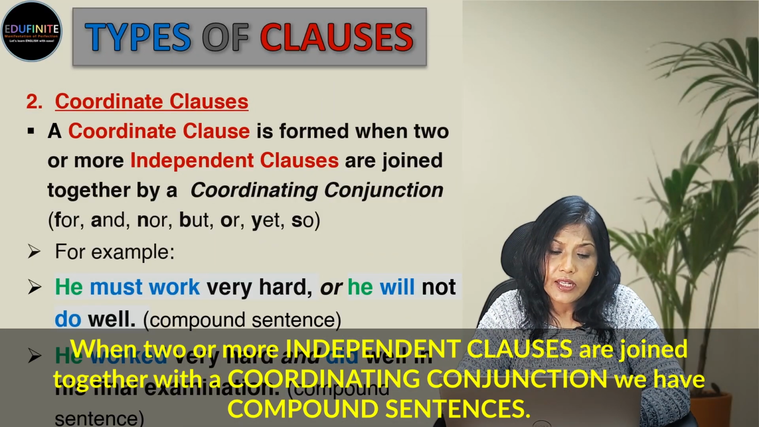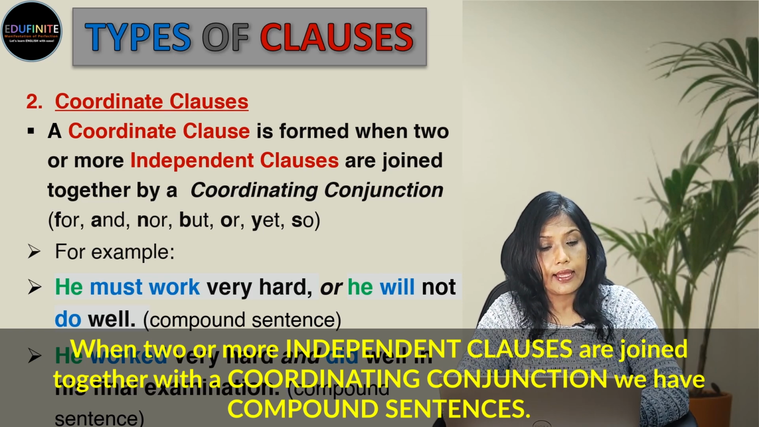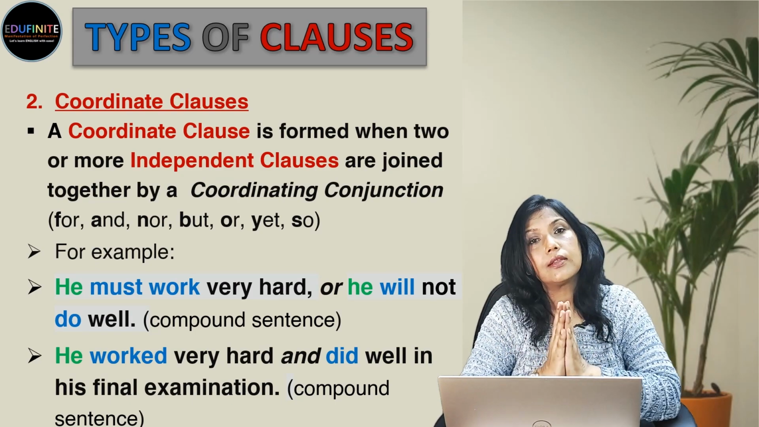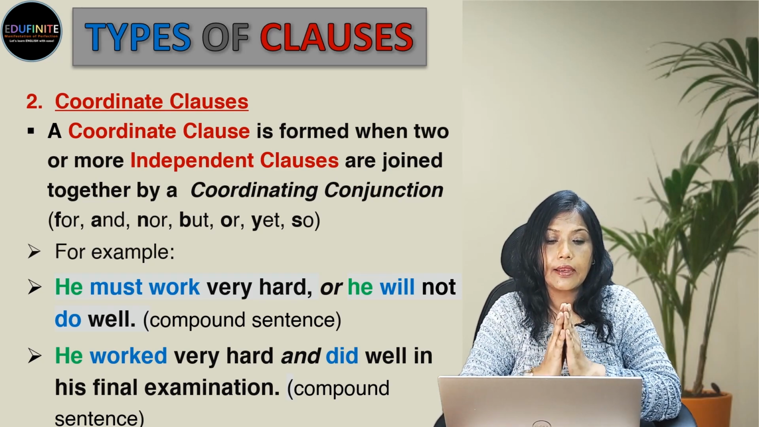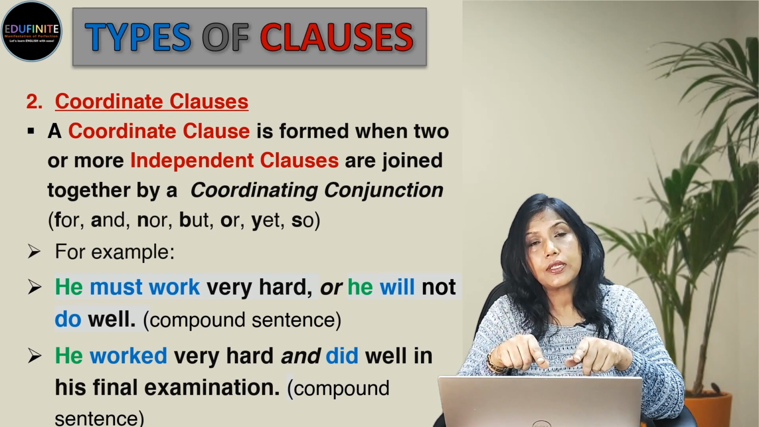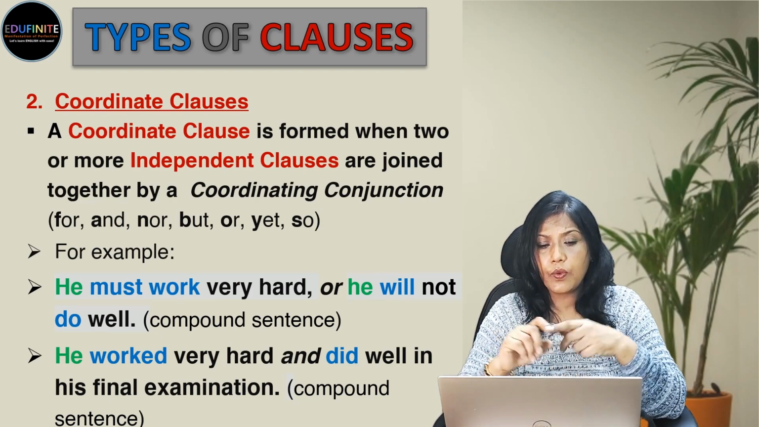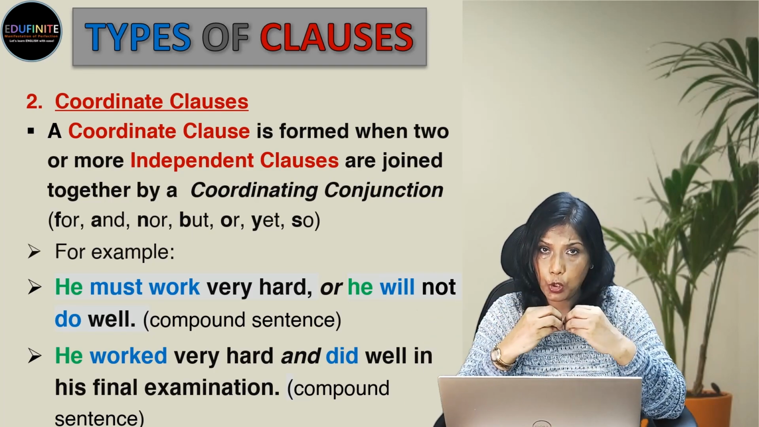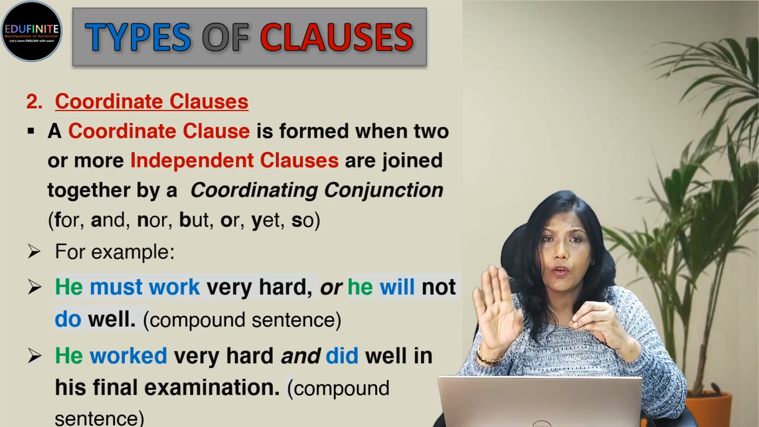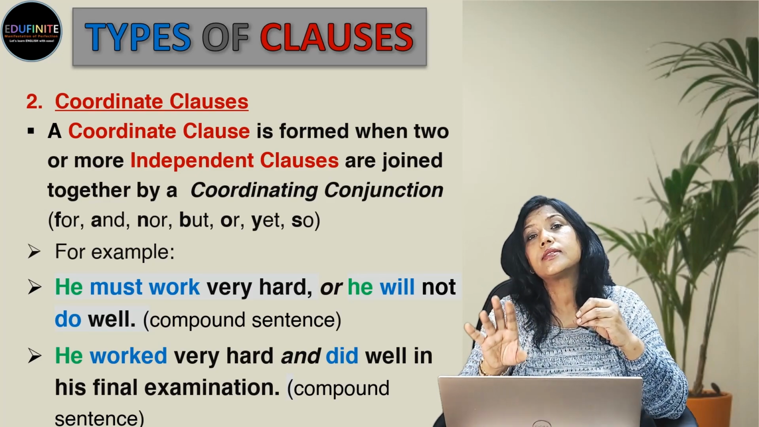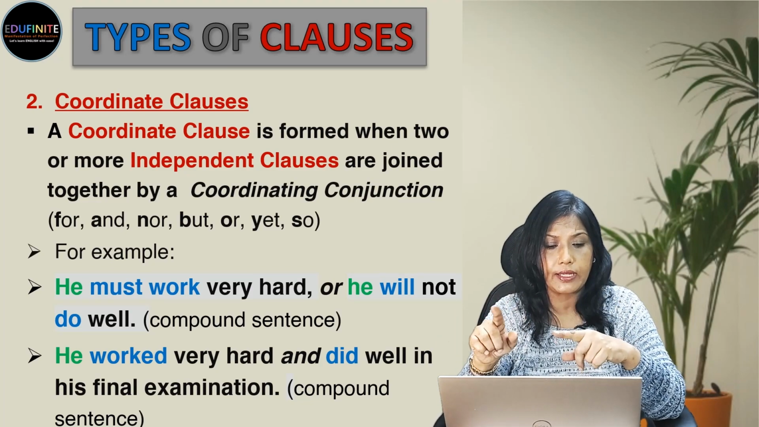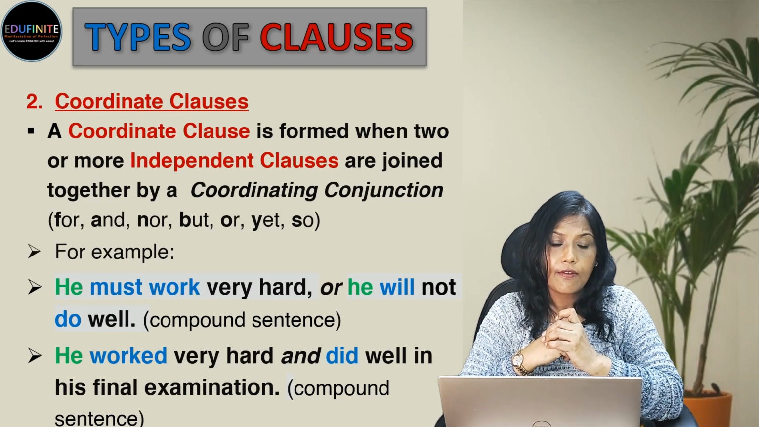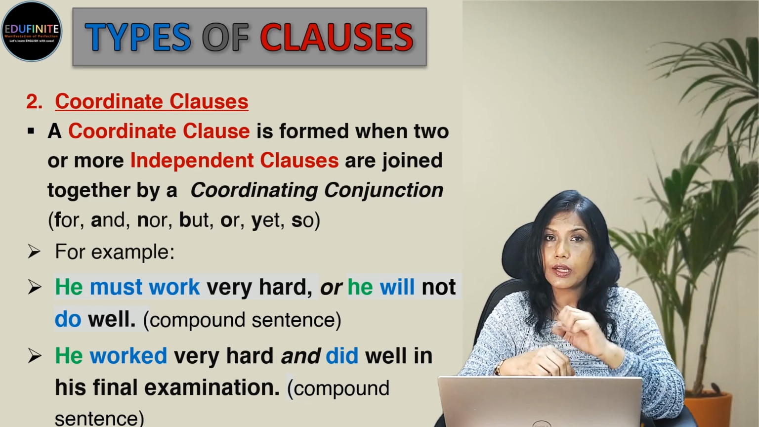Now the next one. He worked very hard and did well in his final examination. So he worked very hard. That's the independent clause. Again, and did. Here, again, what is happening here? The subject he is hidden. We don't write twice, you know, he worked very hard and he did very well in his examination. When we join these two independent clauses, we don't write the second subject because it's the same thing. So we don't mention it. And so we write it as he worked very hard and did well in his final examination. So this is also a compound sentence.